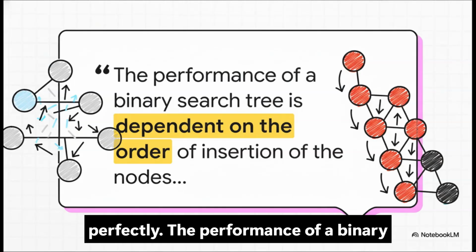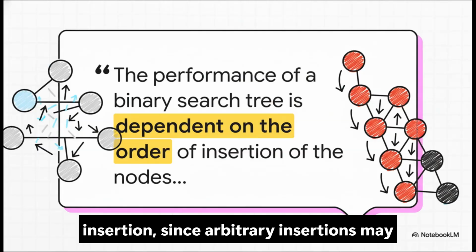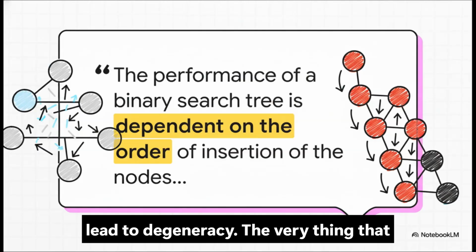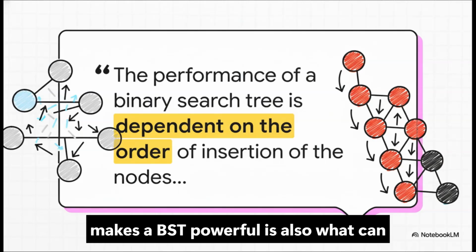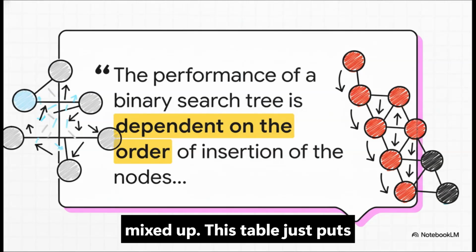Wikipedia actually puts it perfectly. The performance of a binary search tree is dependent on the order of insertion, since arbitrary insertions may lead to degeneracy. The very thing that makes a BST powerful is also what can bring it to its knees if the data isn't mixed up enough.